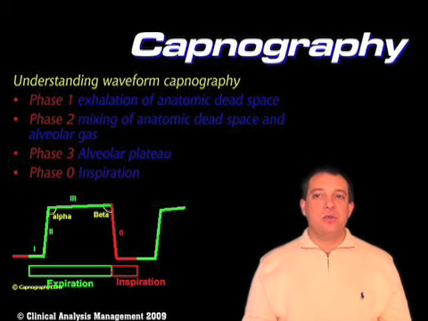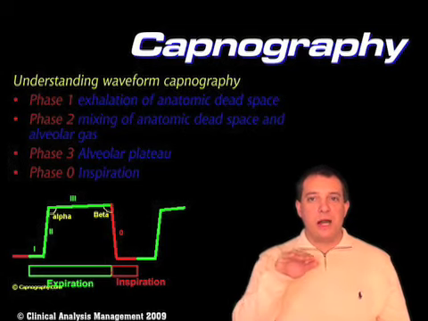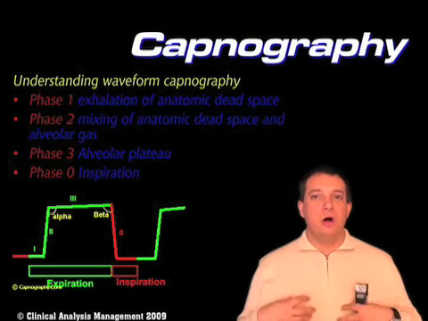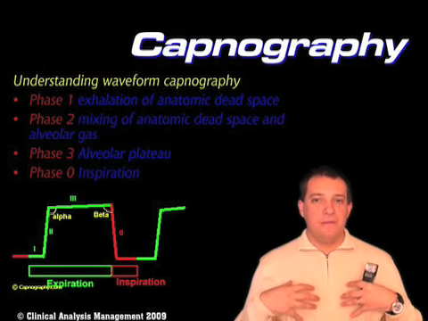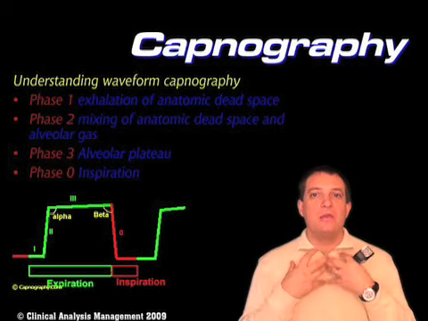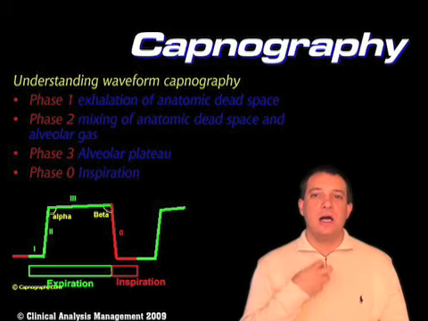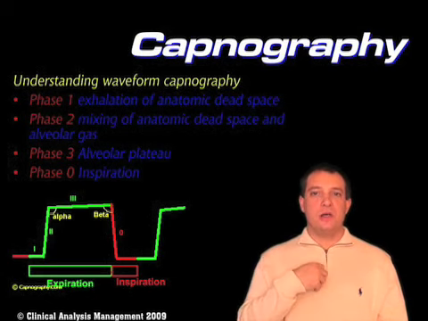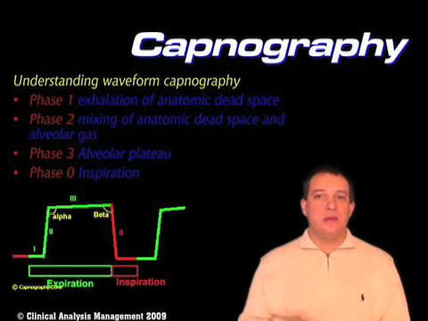And then finally, phase 3 is where we see a plateau. During phase 3, the vast majority of our exhalation is all air that's coming out of the alveoli, so it's got lots of CO2 in it. So again, phase 0 is when we inhale, phases 1 through 3 are as we start to exhale, and again what we're looking for is that nice square waveform when we're looking at capnography.